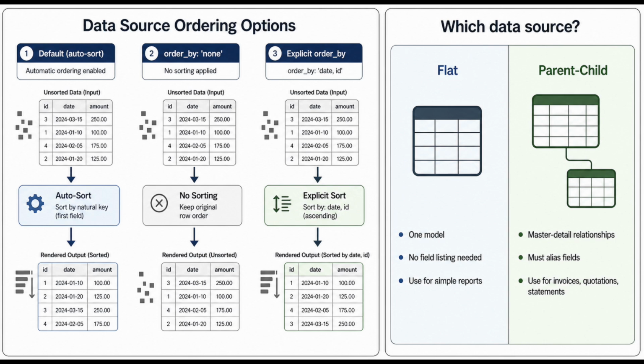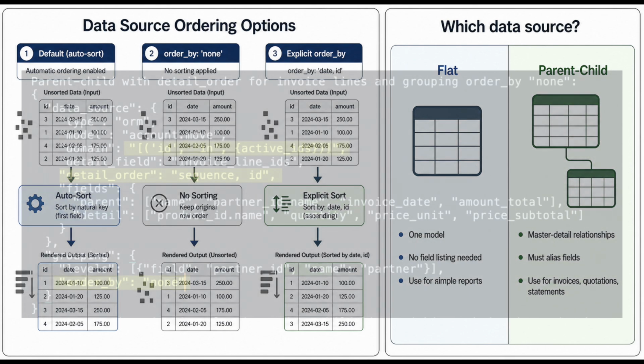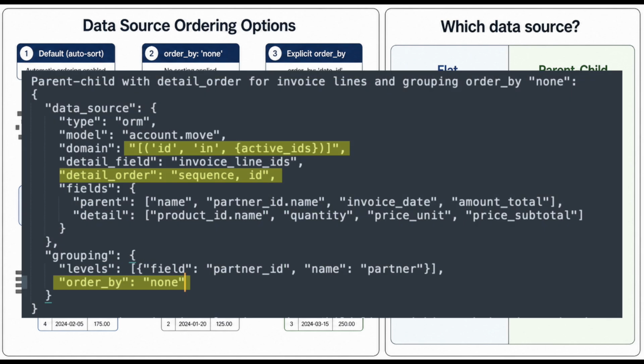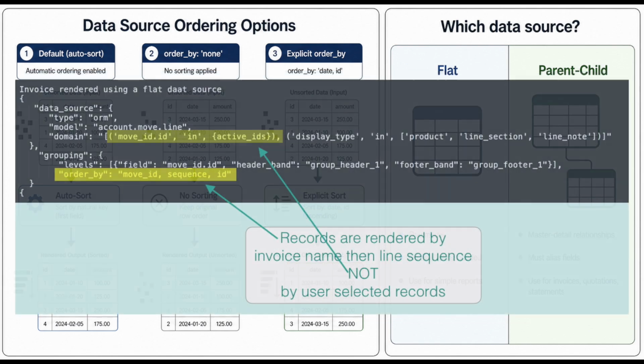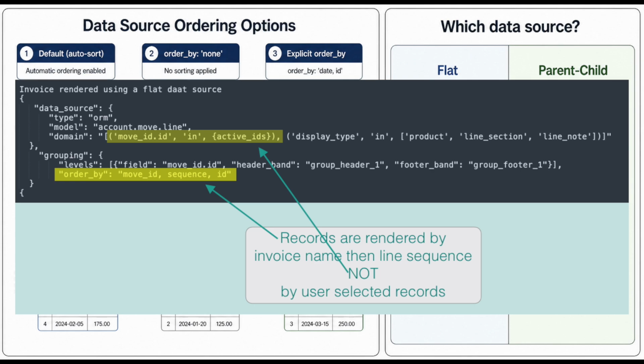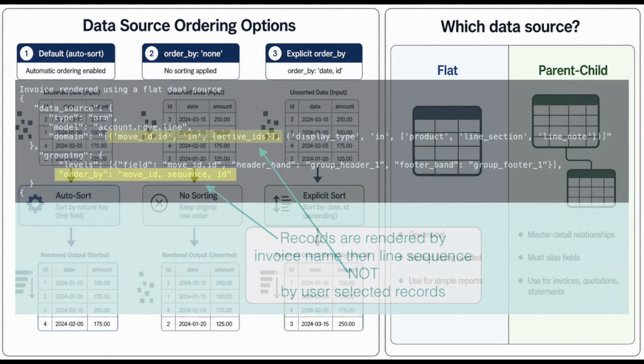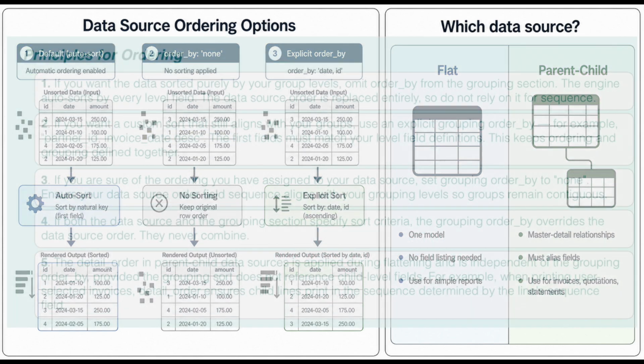There is also a third advantage specific to action-triggered reports. When a user selects records and expects them to be printed in that exact order, a parent-child data source can deliver it. The engine restores the parent selection order, referenced in the data source domain as active_ids, while keeping child lines sorted by the detail order independently. A flat data source cannot do this. It has one combined sort, so you must choose between selection order and line sequence. Parent-child separates the two.